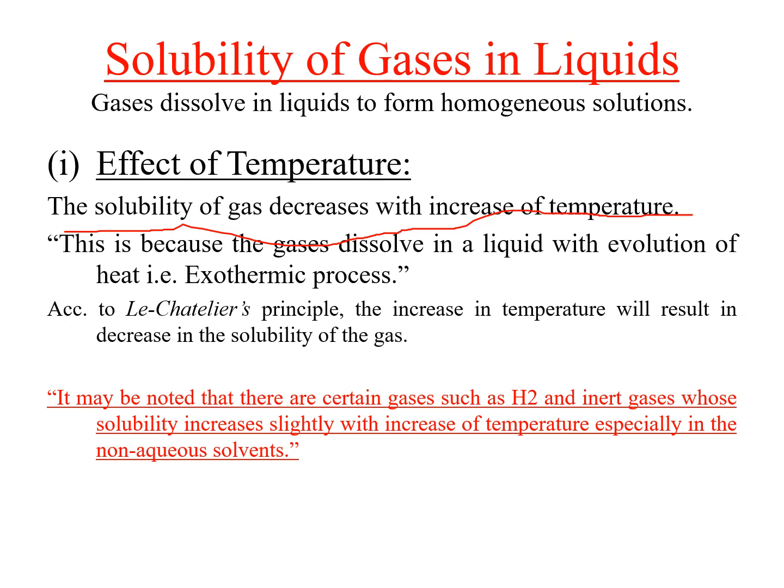Why? This is because the gas is dissolved in liquid with the evolution of heat. The process by which a gas dissolves in a liquid is known as an exothermic process. Gas is always dissolved in liquid by this process. That process is known as an exothermic process. That's why on increasing the temperature, the solubility of gas decreases.